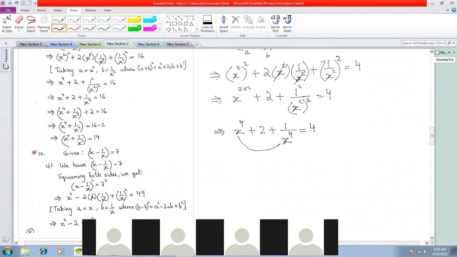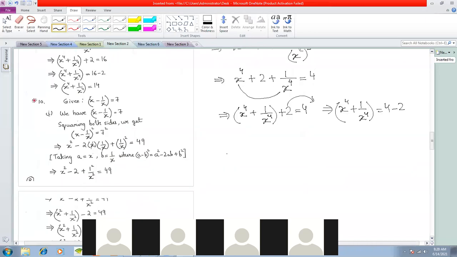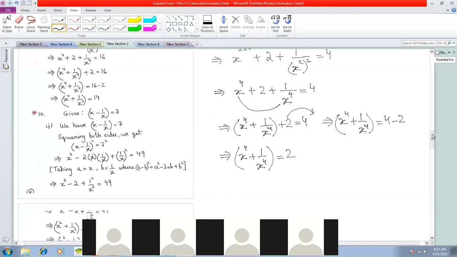Now you take these two together. That means x to the power of 4 plus 1 by x to the power of 4, and you keep 2 separately, is equal to 4. Now you take 2 on the other side: x to the power of 4 plus 1 by x to the power of 4 is equal to 4 minus 2. That means we have x to the power of 4 plus 1 by x to the power of 4. 4 minus 2 is 2, and that is your answer.